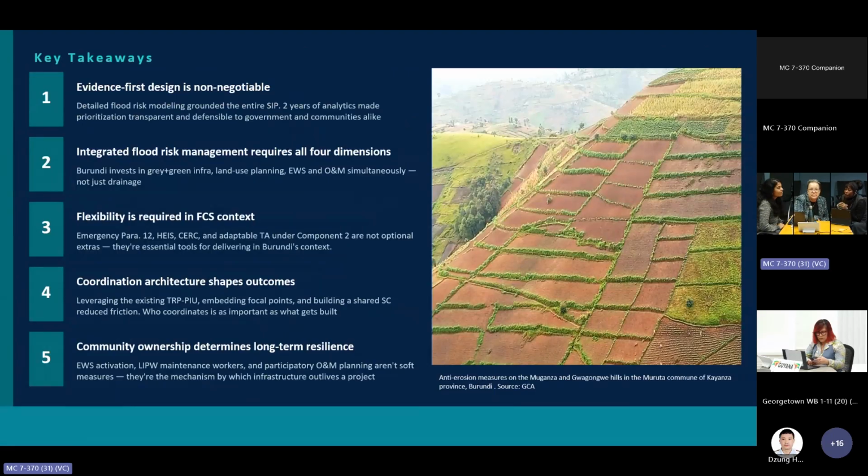So in summary, evidence first design is non-negotiable. Integrated flood risk management requires all 4 dimensions. Flexibility is required in an FCV context, utilizing the emergency procedures under the IPF, HICE, and adaptable TA. Coordination architecture shapes outcome, and community ownership determines long-term resilience.